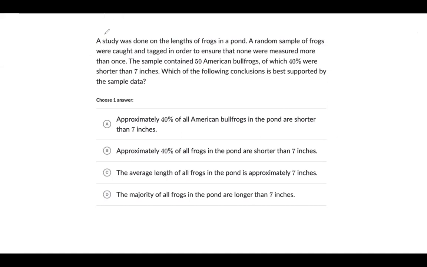they have a sample of 50 bullfrogs. And since 40 of them are shorter than 7 inches, we can conclude that 80% of American bullfrogs in the pond are shorter than 7 inches, because we have a sample of 50 American bullfrogs from the pond. And therefore, we can conclude this of all of them, because 40 of the 50 were less than 7 inches. Any questions? Or do you guys want me to explain why it's not a specific answer choice?